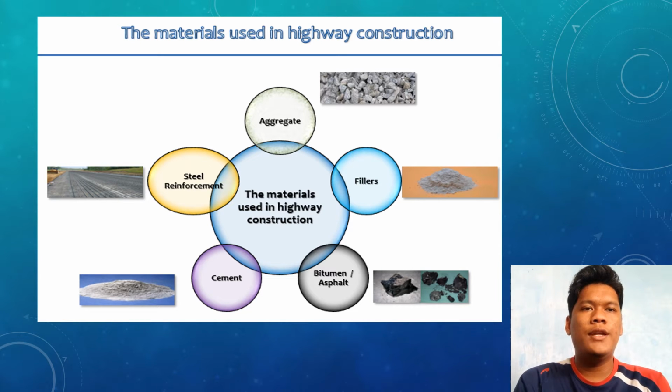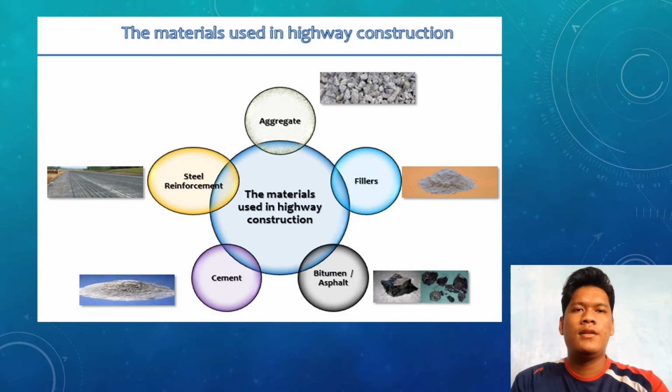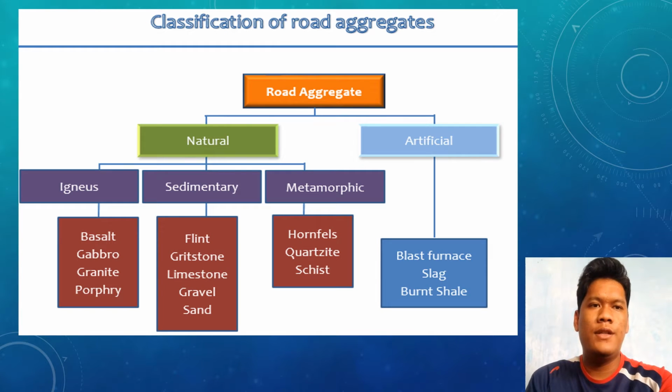It fills the void between aggregate and helps stiffen the binder, producing a stronger and stiffer mix that could last long. And the fourth is bitumen or asphalt. So bitumen or asphalt is a binder to glue the aggregate together to form an improved mix. And last is cement. So the cement is a binder, a substance that sets and hardens independently and can bind other materials together. And now we can move to the next slide.